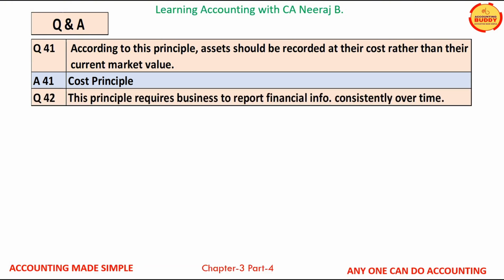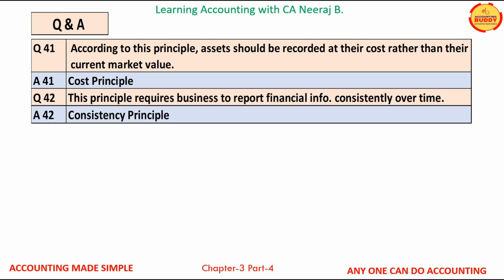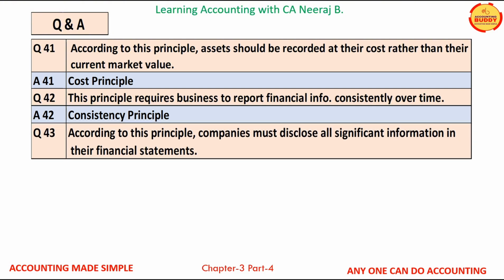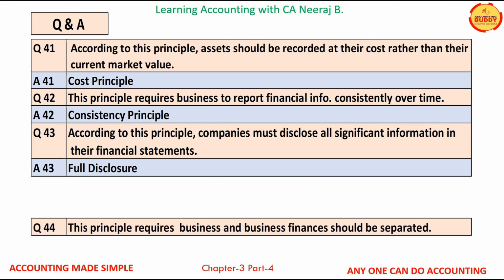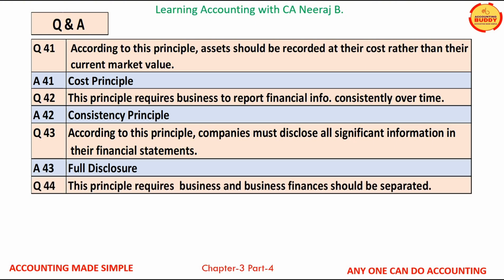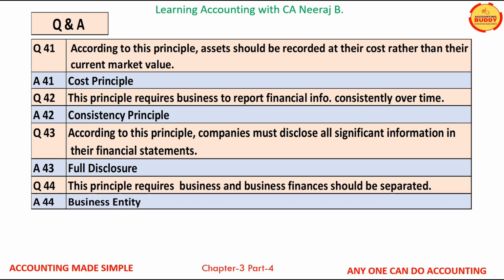Question number 42, this principle requires business to report financial information consistently over time. The answer is consistency principle. Question number 43, according to this principle, companies must disclose all significant information in their financial statements. The answer is full disclosure principle. Question number 44. This principle requires that business and owner finances should be separated. The answer is business entity principle.